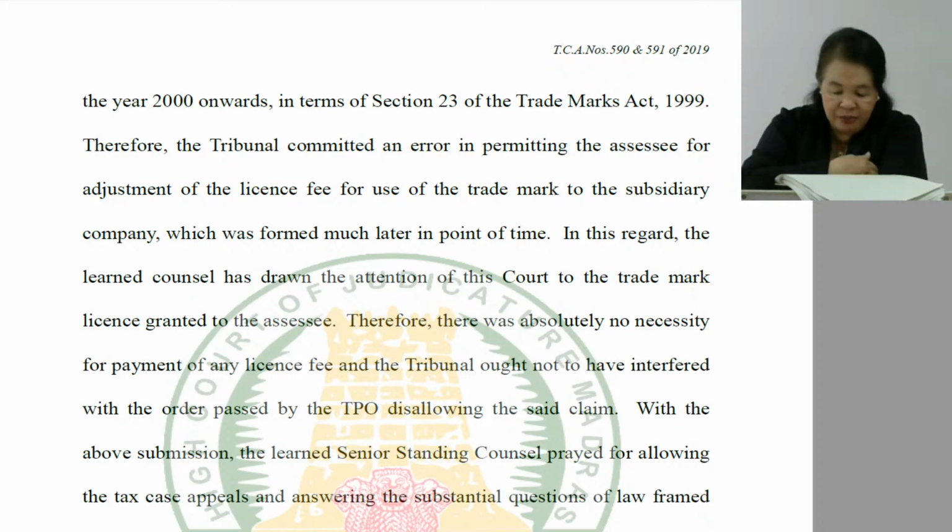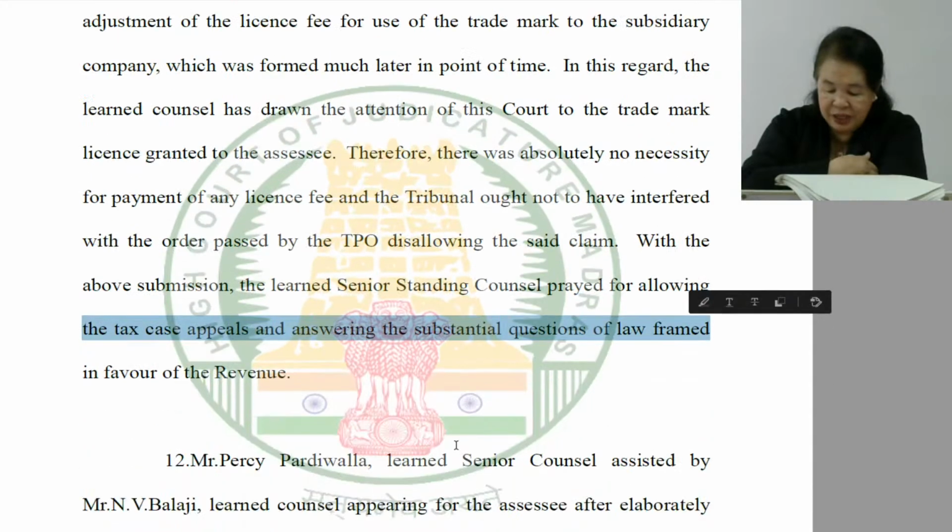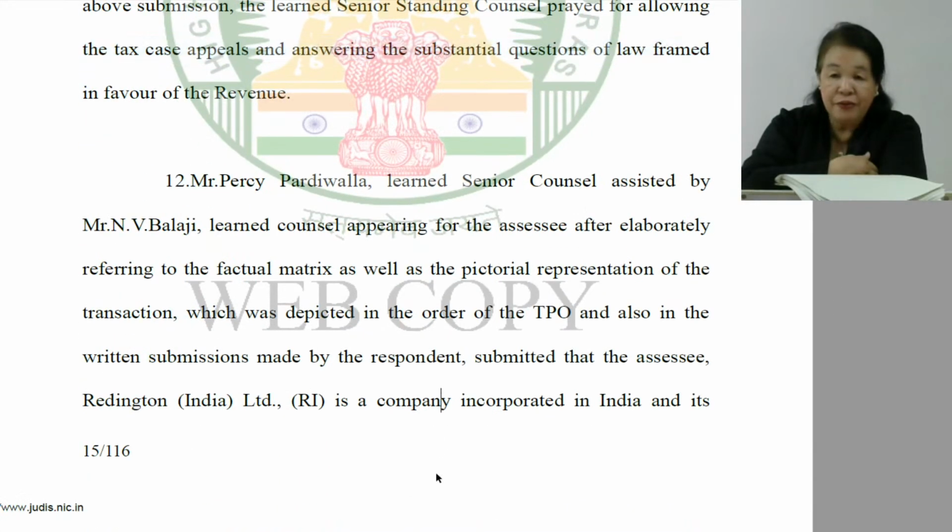So with the above submission, the learned senior standing counsel prayed for allowing the tax case appeals and answering the substantial question of law framed in favor of the revenue. Sa totoo lang, ang decision po dito in favor of the tax authority, no?